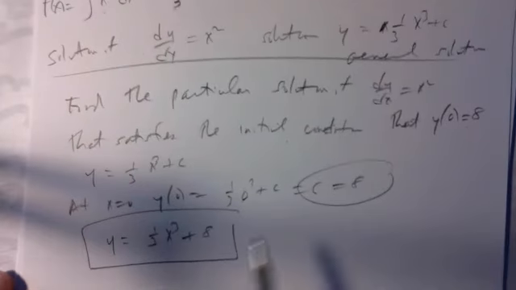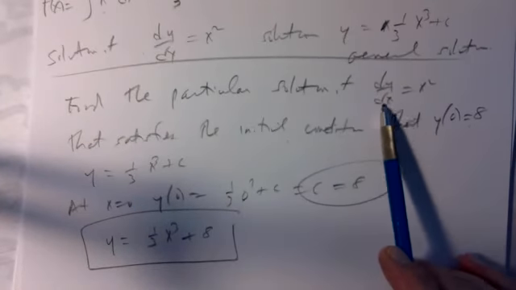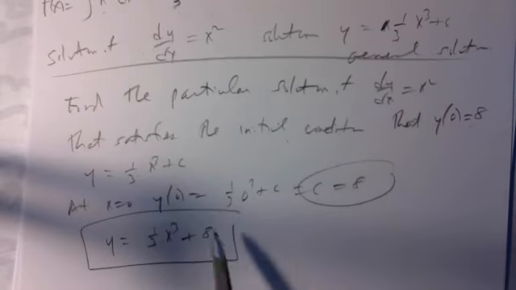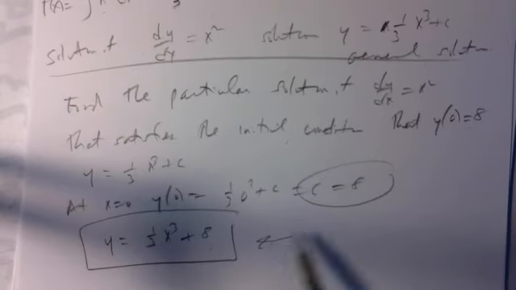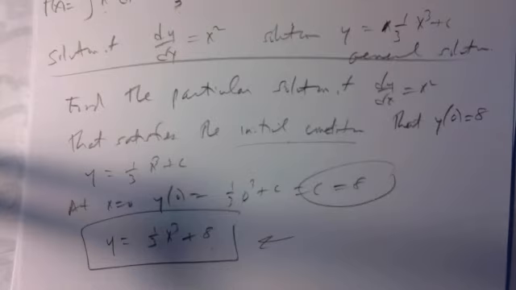So this is the only solution of this problem. You have to find the integral of x squared that also satisfies that at x equals 0, the value of the function is 8. So this is the particular solution to this problem with an initial condition.